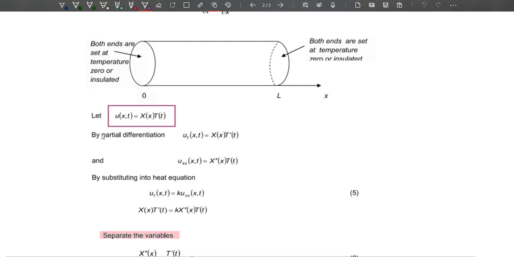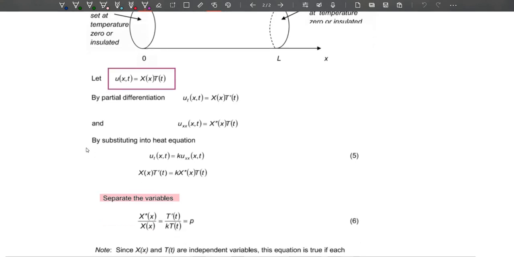So by partial differentiation, u_t(x,t) = X(x)T'(t), of course, because we differentiate with respect to t, so the function in x is held as constant. And u_xx(x,t) = X''(x)T(t), because we hold the function of t as constant.